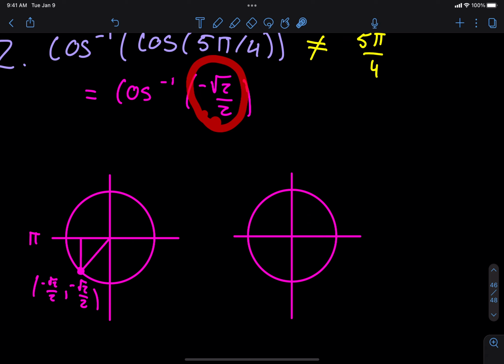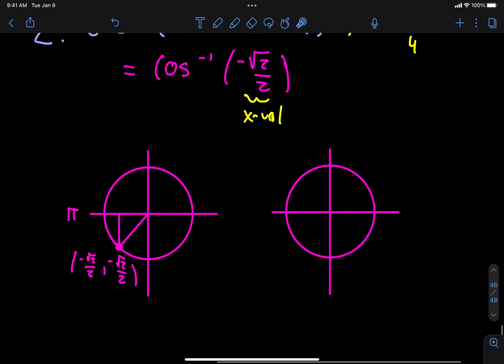Are we okay in the middle here? Okay. So I need another point whose x value is negative square root 2 over 2. But, crucially, this is the x value, but the point must be on the top half of the unit circle. So I want a point on the top half of the unit circle whose x value is negative square root 2 over 2. It's going to be this point up here. There are 2 points on the unit circle whose x value is this. The one I'm interested in is the one on the top half of the unit circle.